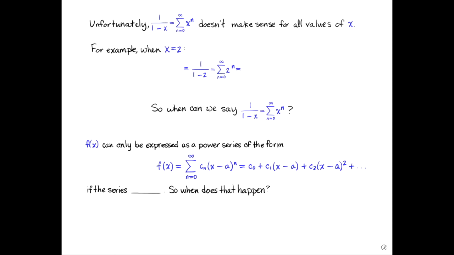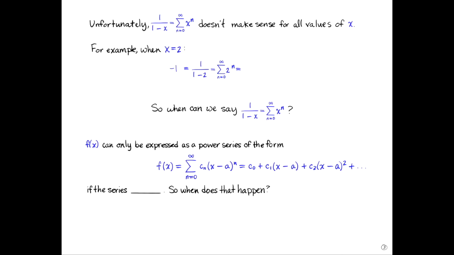We can't always express every function as a power series, and even those that we can, many of them we cannot express as a power series for all values of x. For example, when x is equal to 2, subbing in to the power series from the previous slide, on the left-hand side of our equation, 1 over 1 minus 2 simplifies to negative 1. Subbing in x equal to 2 on the right-hand side gives us 2 to the n.